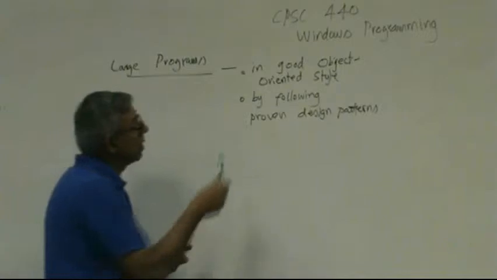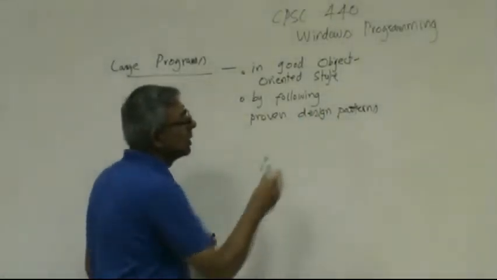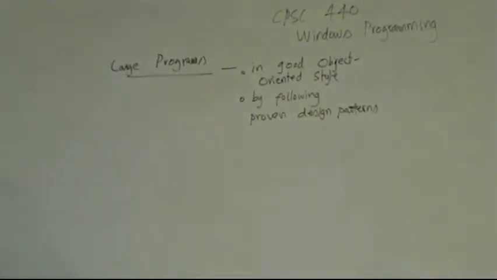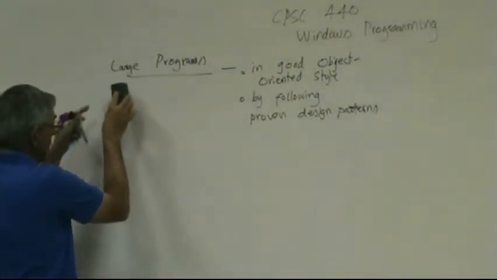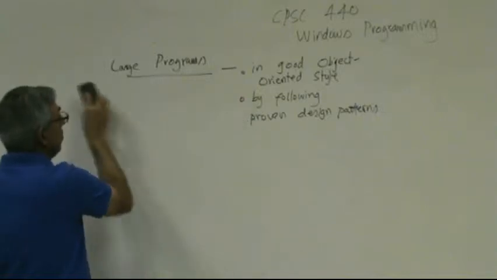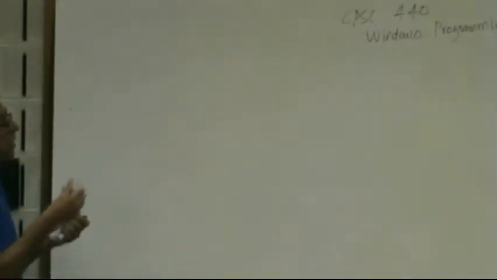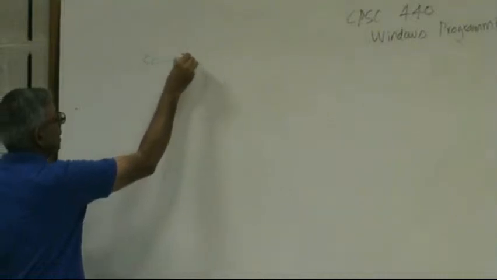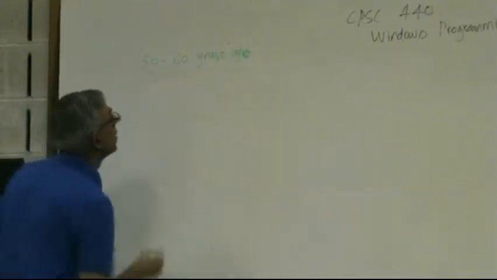So along the way, not only will we learn good object-oriented programming style, we will also learn the proper design patterns as our programs start to become bigger and bigger, okay? So let me now give you a brief history of object-oriented programming and design patterns, and show you the motivation for why we need this, okay? So as far as the history of software development is concerned, let's go to, let's say, 50, 60 years ago, when programming was new, okay?